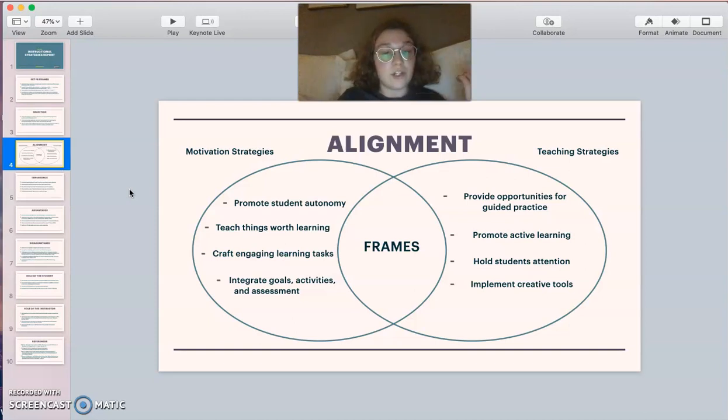And then the last motivation strategy is to integrate goals, activities, and assessment all in one, and to use creative tools. So the integration works in that their goal is to answer the questions, to fill in the key terms within the blanks. That is an activity, and then it's also an assessment because it is filling in the answer to a question.